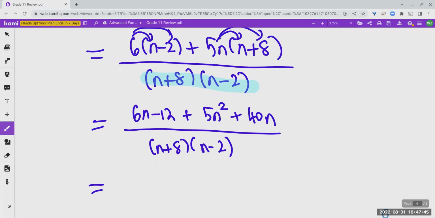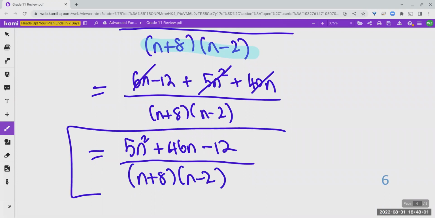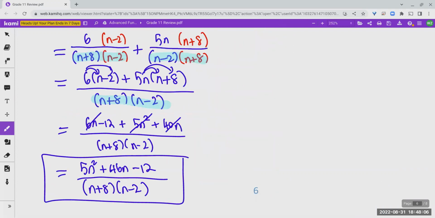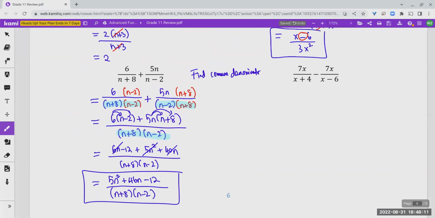Okay, so the numerator, I have 5n squared, 6n plus 40n, that is 46n, and then minus 12. Denominator, n plus 8, and n minus 2. Done. Don't try to factor the numerator. Again, not necessary. This is good enough. Okay, so there we go. Again, find the common denominator, then add them together, expand and simplify. Okay, so the trick is to find the common denominator. So let's try another one.